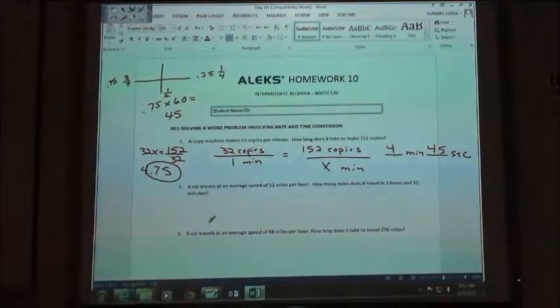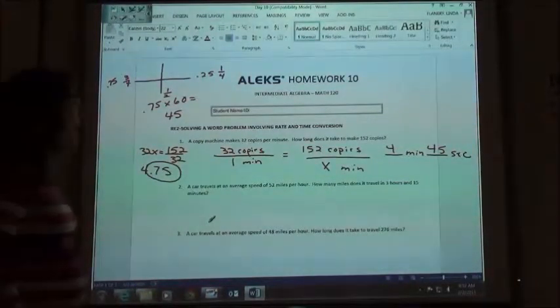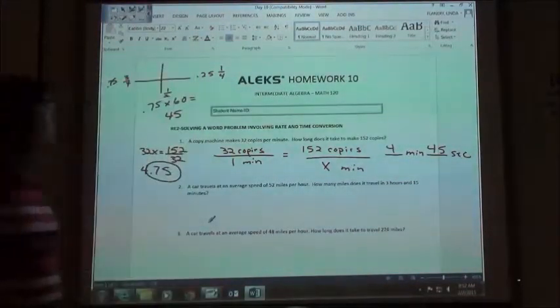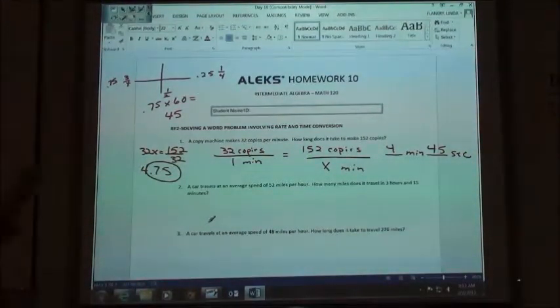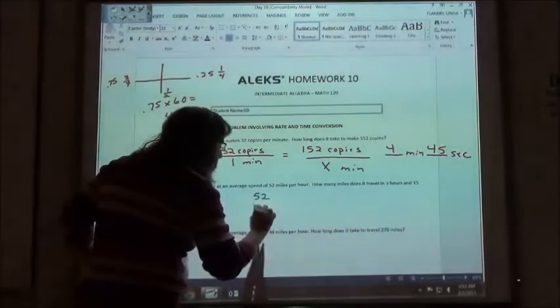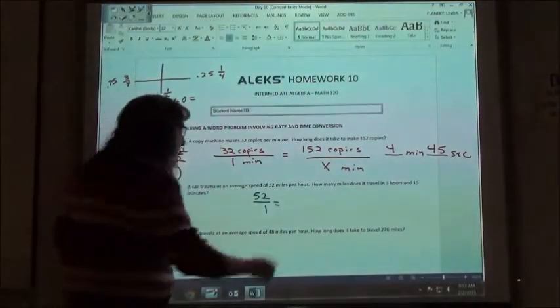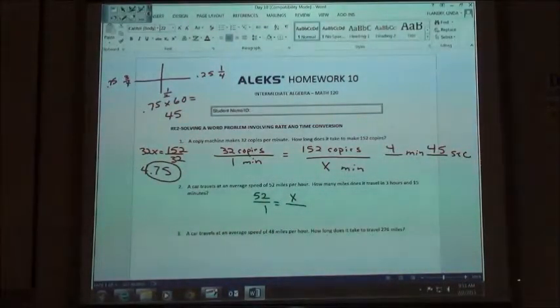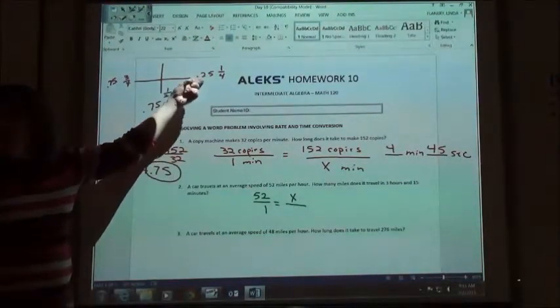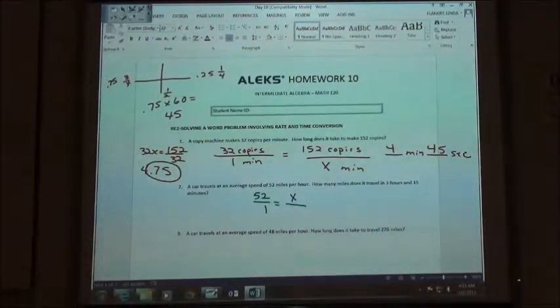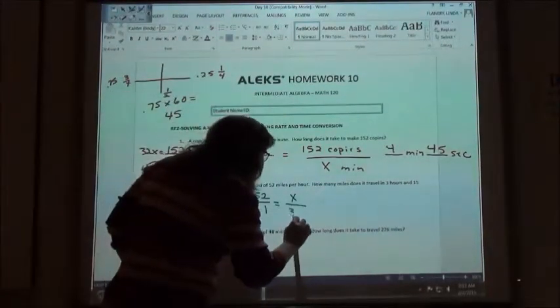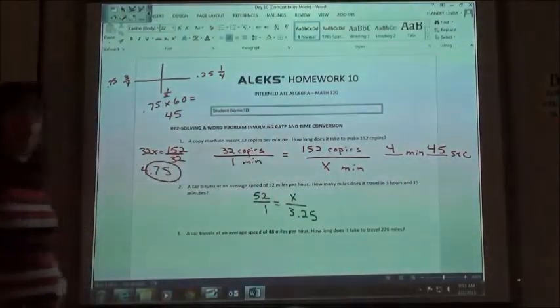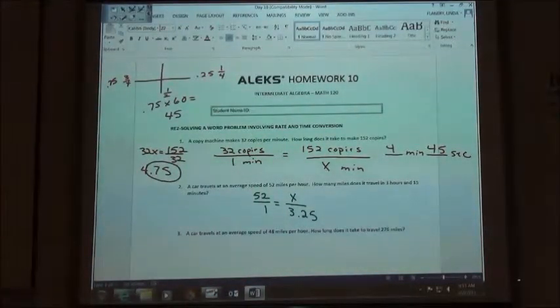Number 2 says a car travels at an average speed of 52 miles per hour. How many miles does it travel in 3 hours and 15 minutes? So again, if I set up a proportion, I'd say 52 miles in 1 hour. How many miles in 3 hours and 15 minutes? Now again, the 3 hours and 15 minutes I have to change to a decimal. 15 minutes ends up being 0.25, or I take 15 divided by 60, because there are 60 minutes in an hour. So 3 hours and 15 minutes is 3.25 as a decimal.